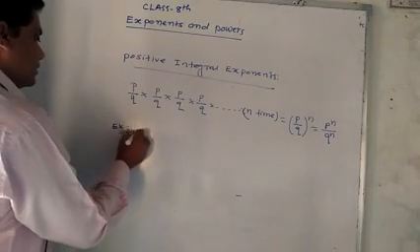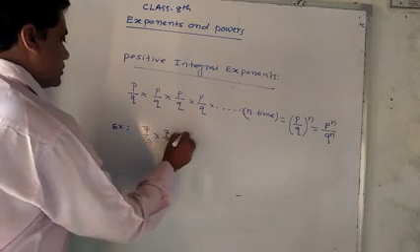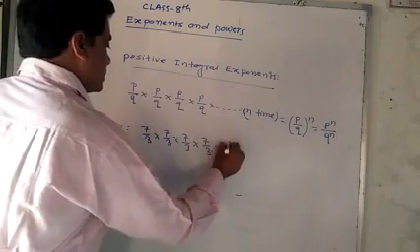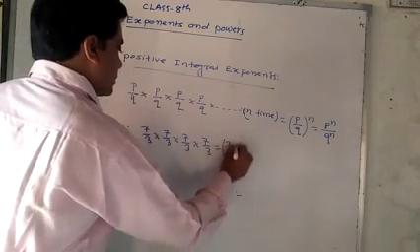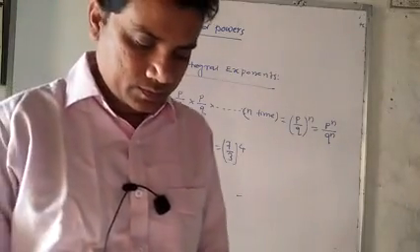For example, 7 by 3 into 7 by 3 into 7 by 3 into 7 by 3 means 7 by 3 raised to the power 4.